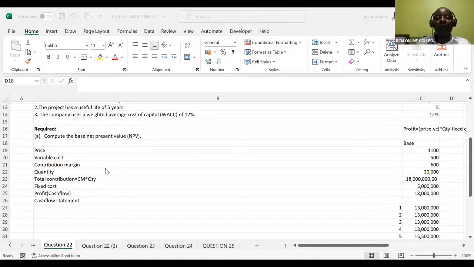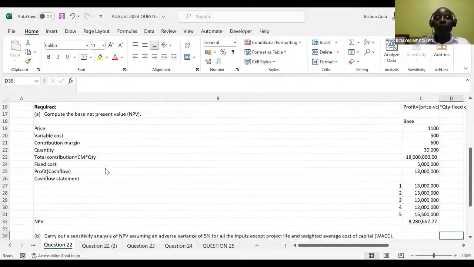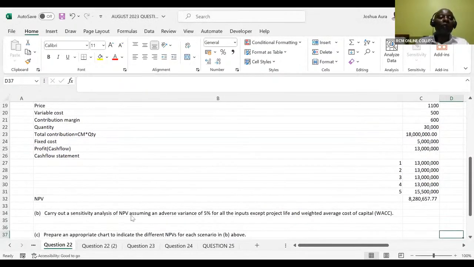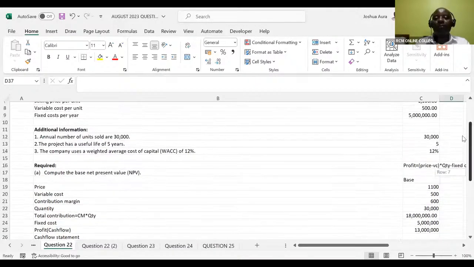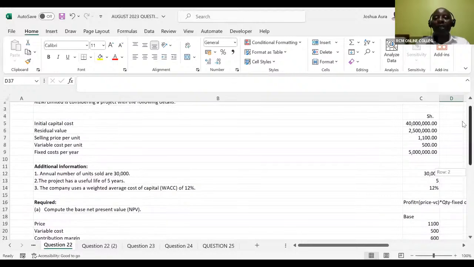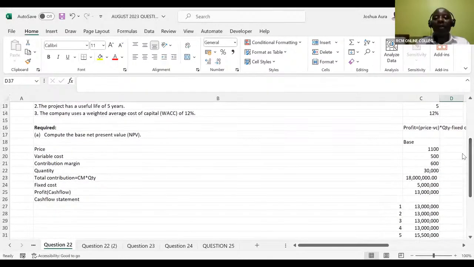Let me just come back to this question. You see what we're talking about. Carry out a sensitivity analysis of NPV, assuming an adverse variance of 5% for all the inputs except project life and WACC. So then I'll start with the first variable here, which is price. So reduce the price by 5%. So I'll come here.